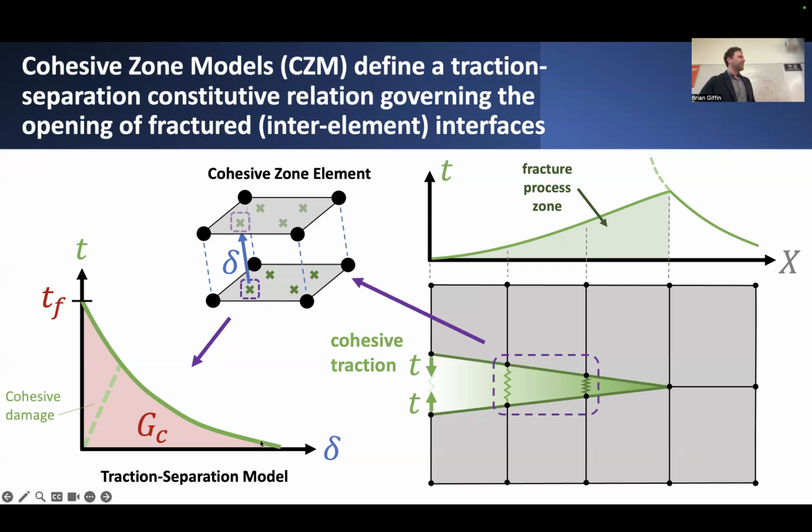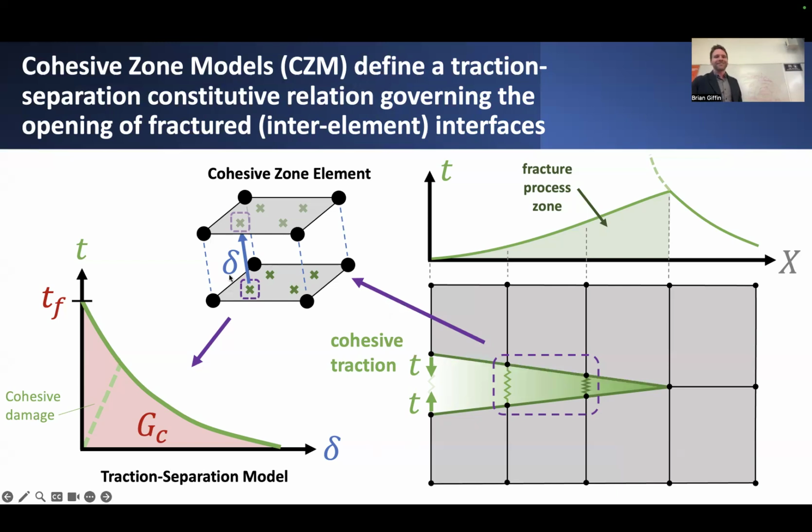They require introducing these inter-element interfaces into the mesh, and they require defining this traction separation relationship, a constitutive model that governs the amount of traction applied at the interface to try to hold the crack closed as a function of the crack opening displacement. It's not unlike a penalty-based contact formulation, in the same way that interpenetration of the contacting interfaces could be modeled as including these contact springs to try to push them apart.